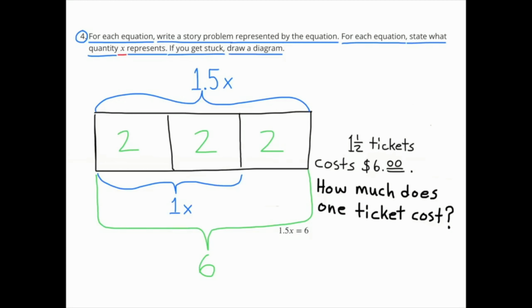1x has a value of 2 boxes, or 2 plus 2. So the value for x is 4. X equals 4.